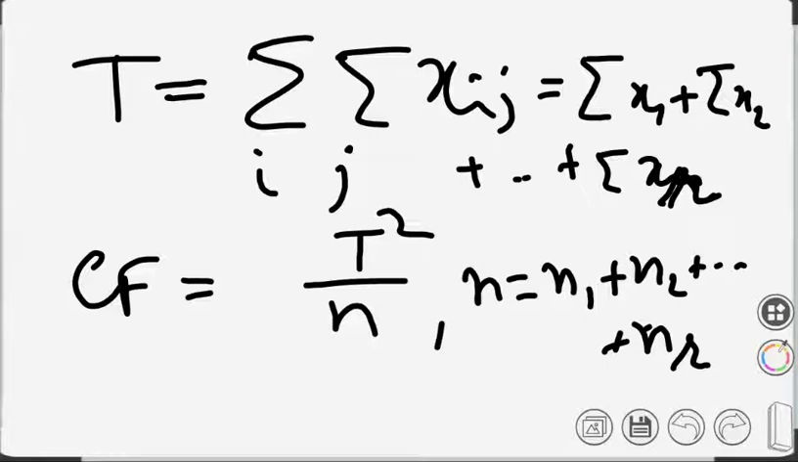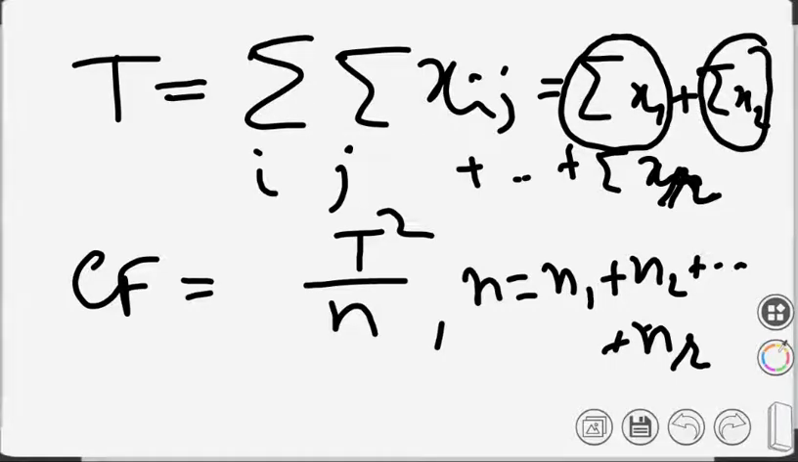Look at the first problem. For brand A, summation of x1 means the sum of all the values for brand A. Summation of x2 means the sum of all the values for brand B. Do you understand what I said? For the first problem, brand A, brand B. If you sum, then you do the sum.